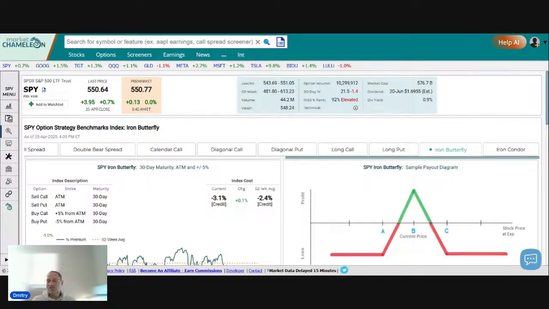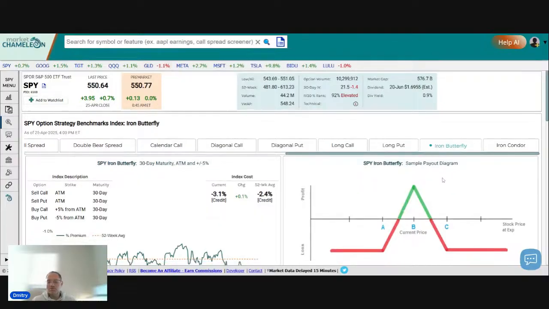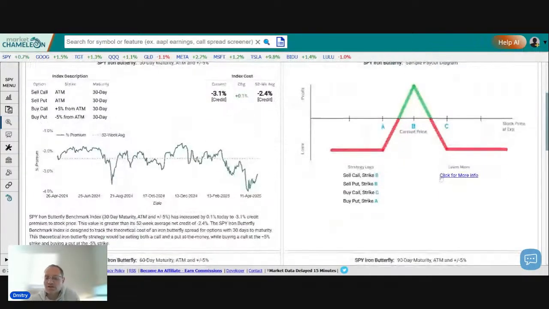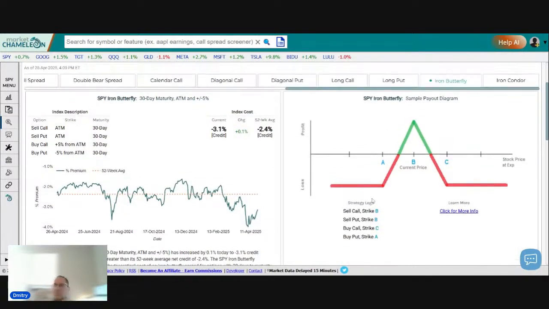But before we do that, let's take a look at what this Iron Butterfly strategy is in the first place. And as you could see here, there's this sample payout diagram of what it looks like at expiration. And of course, you could do the flip side of this. But for this particular example diagram, this is what it looks like.